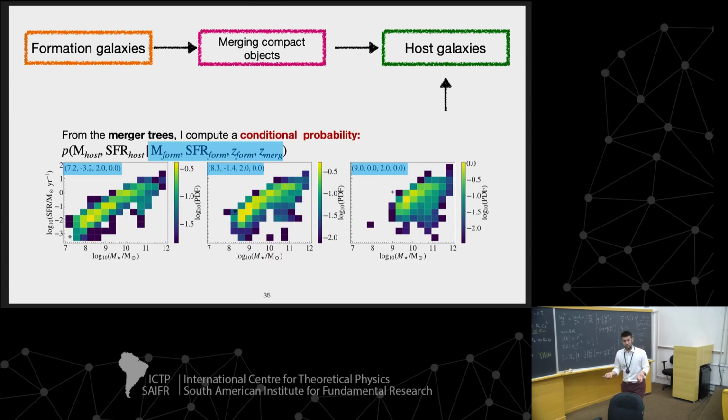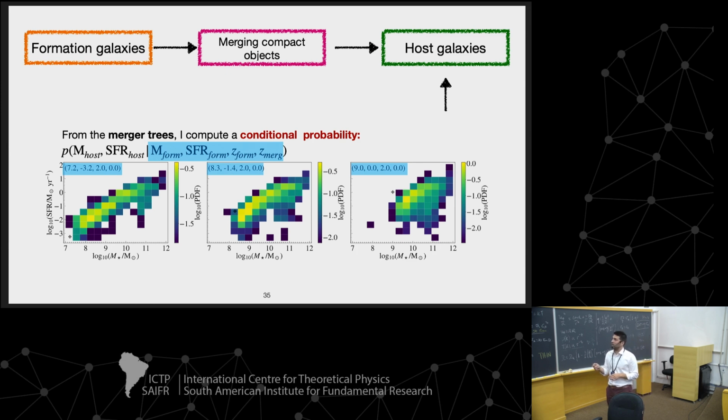However, I cannot use the merger trees directly because the code would be super slow, and we want a fast code that allows us to explore the parameter space. So what I'm doing, from all the merger trees of a given cosmological simulation, is to evaluate this conditional probability. Let me explain what it is.